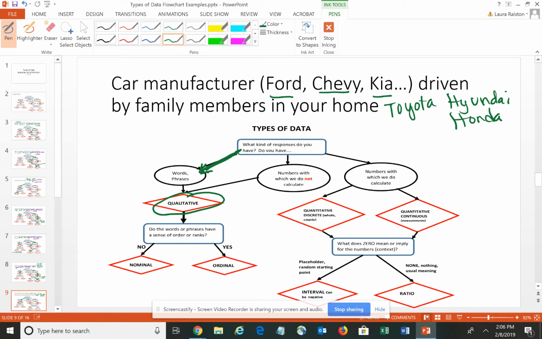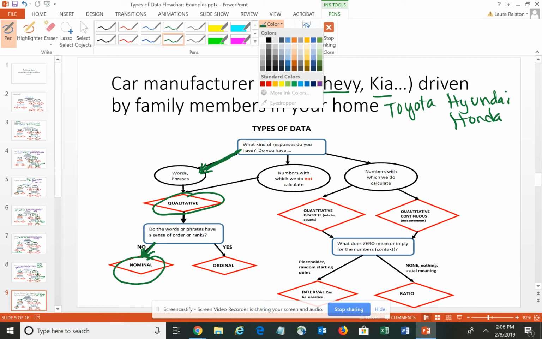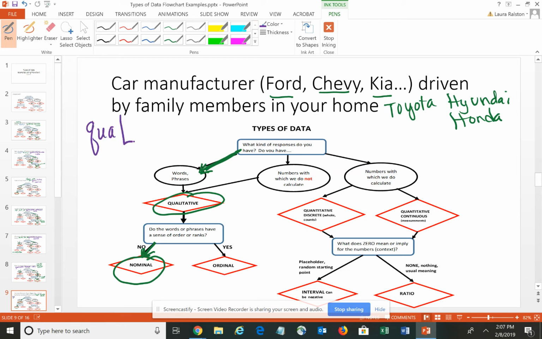And then you want to think about, do the words or phrases have a sense of order? Is driving a Kia better than driving a Chevy? Or is driving a Chevy better than driving a Toyota? Now, that could be debatable, but overall, the answer is no. One is not necessarily better than the other, which makes it nominal. So we've decided that the car manufacturer would be qualitative and it would be nominal.